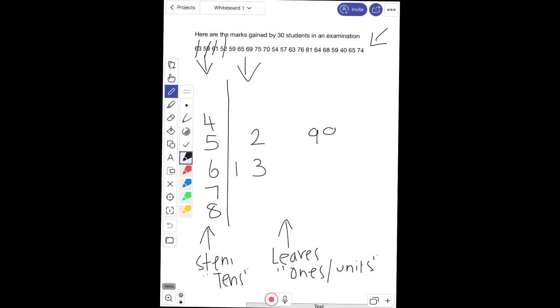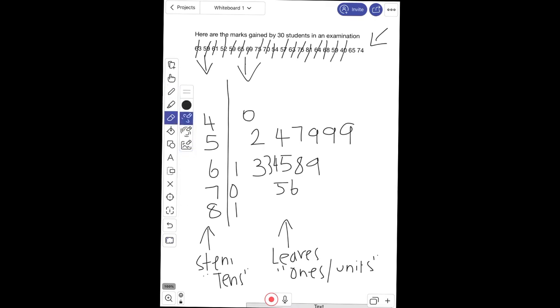52, 59, 65, 69, 75, 70, 54, 57, 63, 76, 81, 64, 68, 59, 40, 65, and 74. So that is our completed stem and leaf diagram.